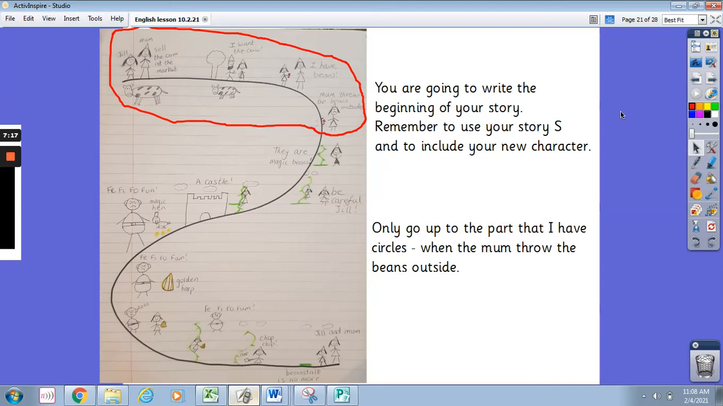So you are going to write the beginning of your story today. Remember to use your story S and to include your new character. So it's not going to be called Jack and the Beanstalk. You're going to call it a new name now. Only go up to the part that I have circled when the mum throws the beans outside. Don't go any further than that because we're just going to write the beginning of our story today.